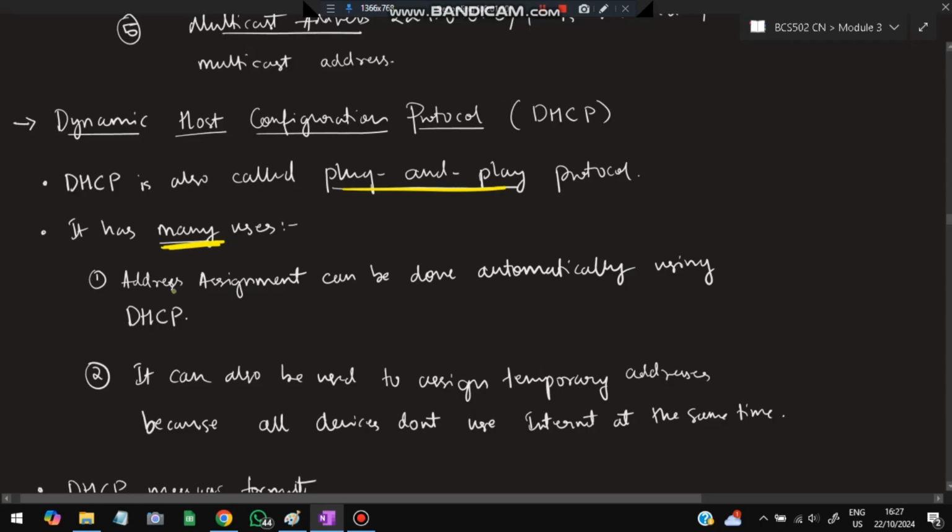So here, the assignment of the addresses can be done automatically using DHCP. Whenever we allocate some block of memory, we need some address associated with that. That can be done automatically by using DHCP.